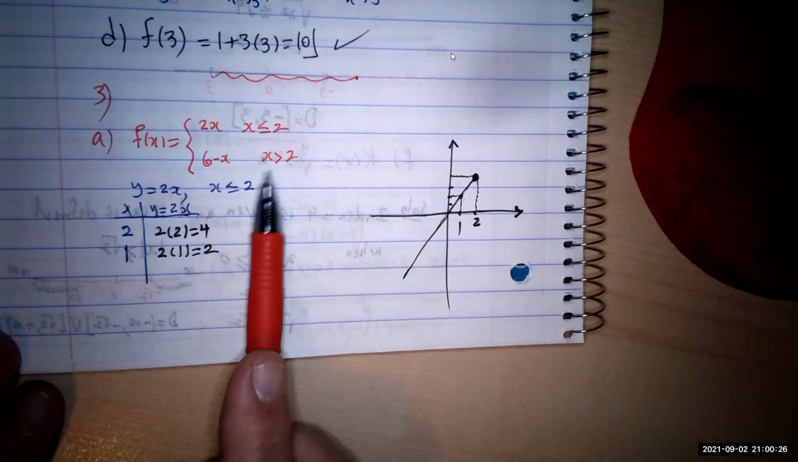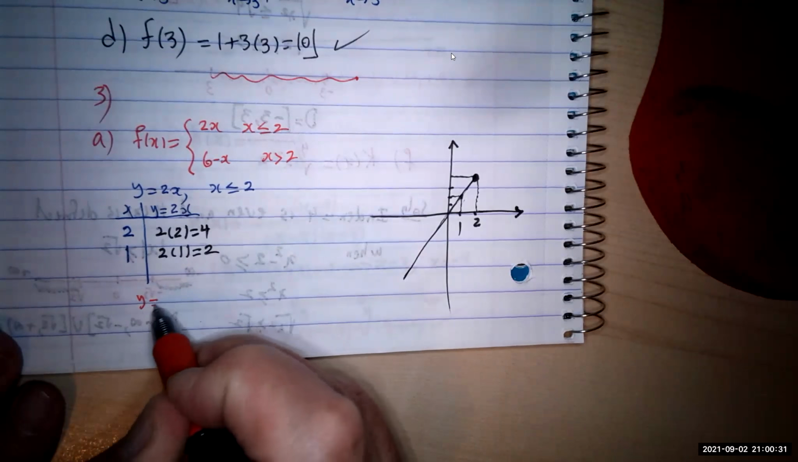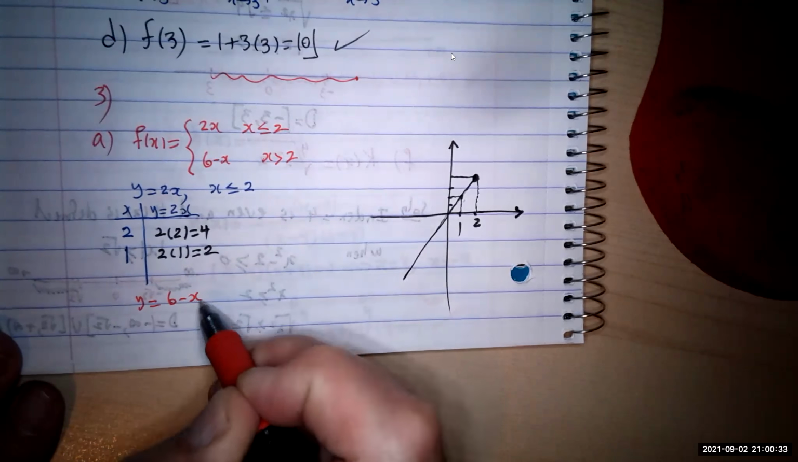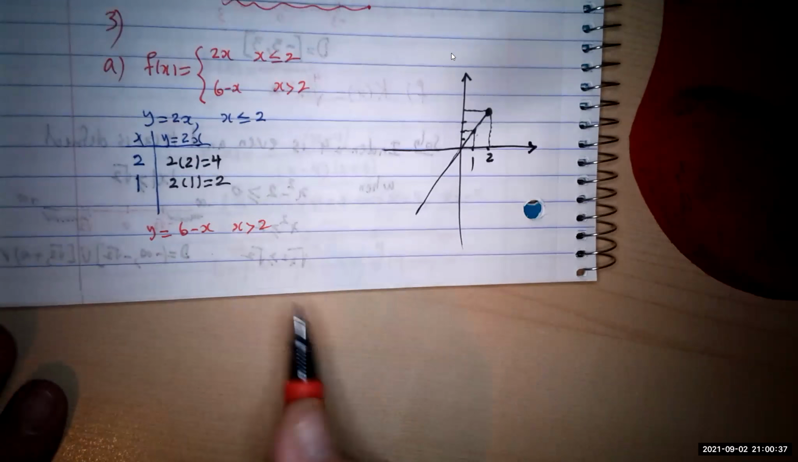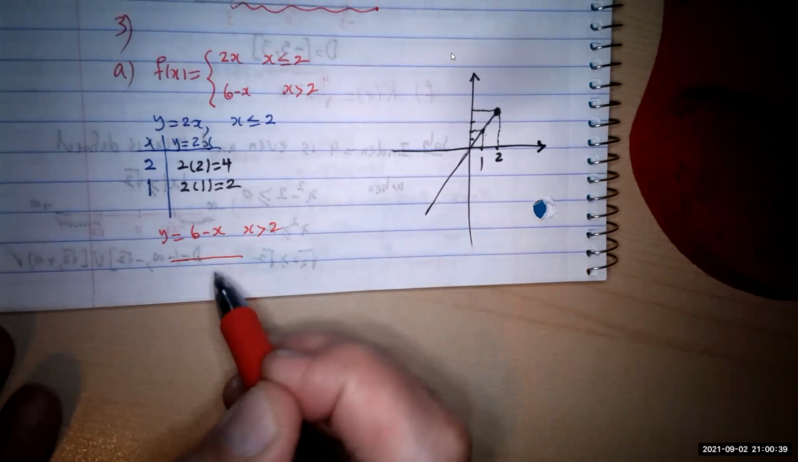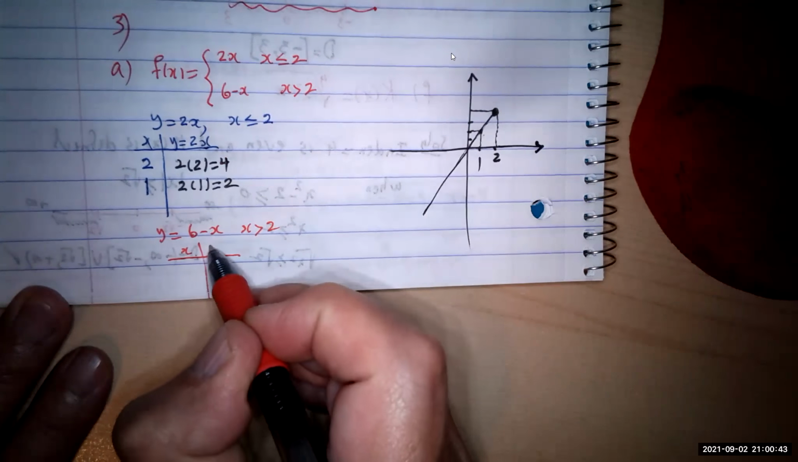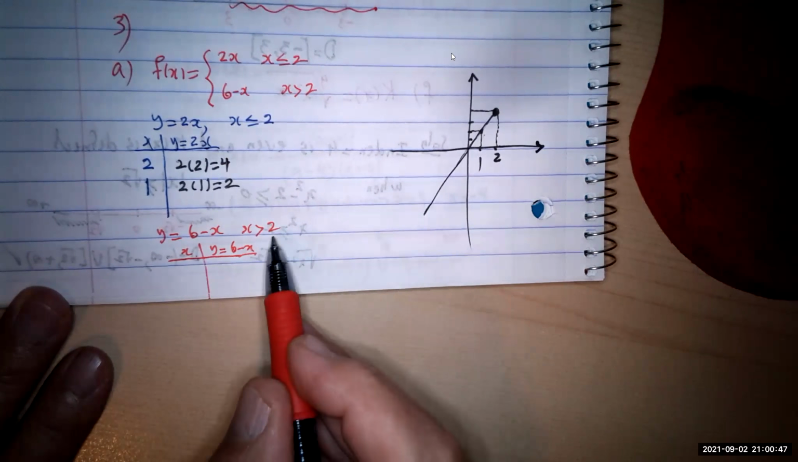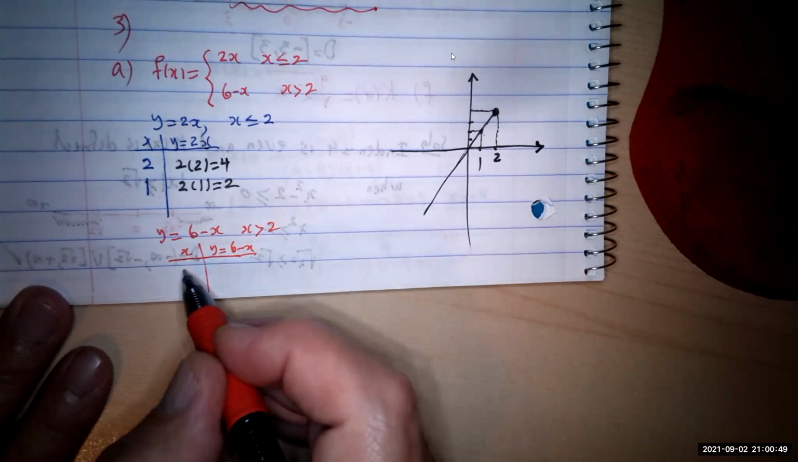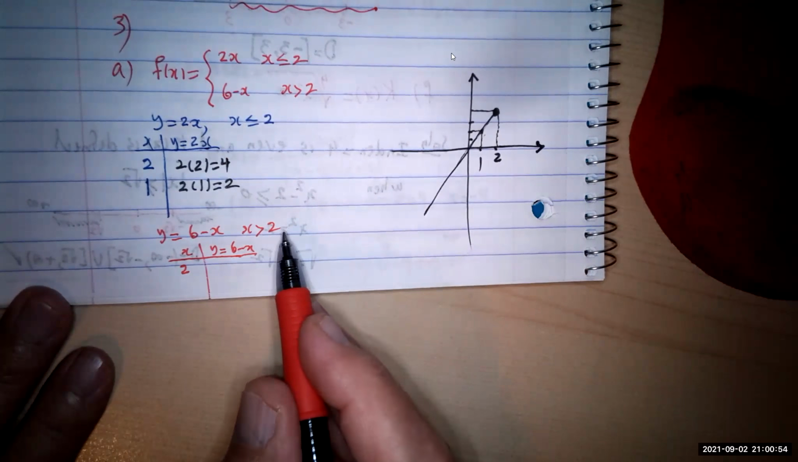Pick the second part. For the second part, the function is y equals 6 minus x. Restriction: x is greater than 2. Pick two numbers again, x and y equals 6 minus x. Start with the partition point, 2, and something greater than 2, like 3.